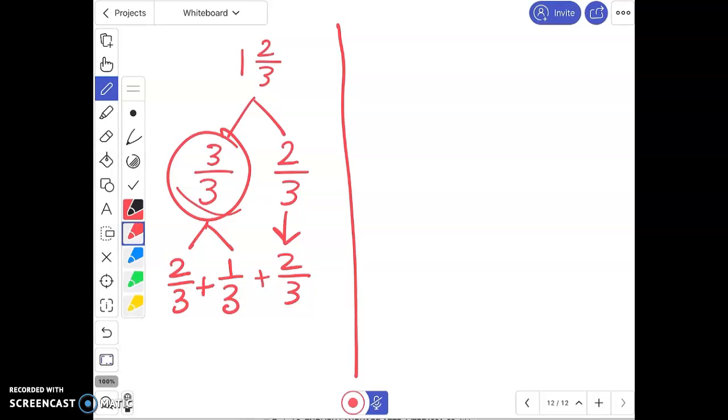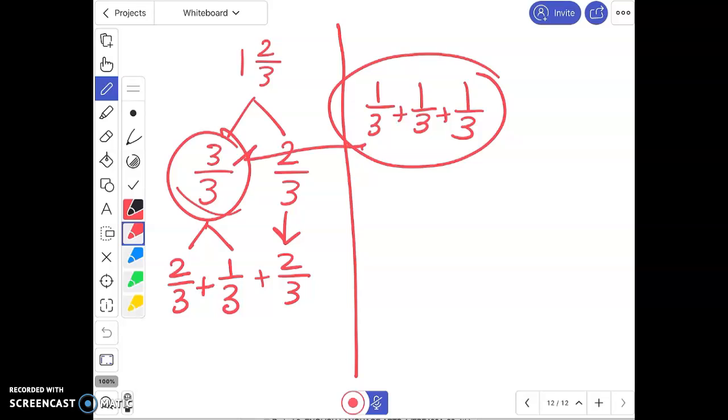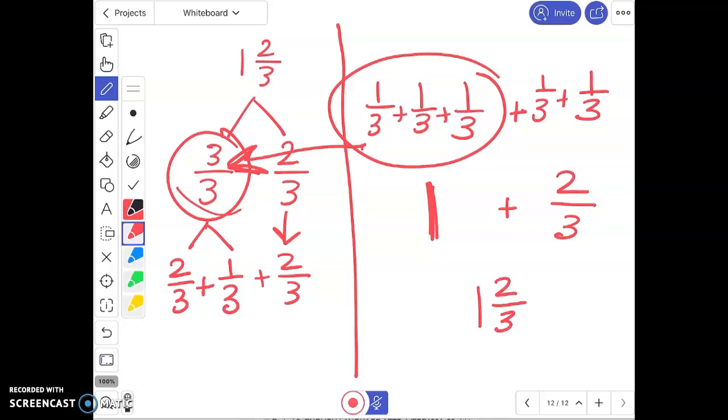Could I do, oh, I could do 1/3 plus 1/3 plus 1/3. That's my whole, right? That's that whole number right there. Plus 1/3 plus 1/3. If I add those together, this equals 1. This equals 2/3. So altogether, I have 1 2/3. I could break it down a number of different ways. Fractions can be decomposed in many ways.